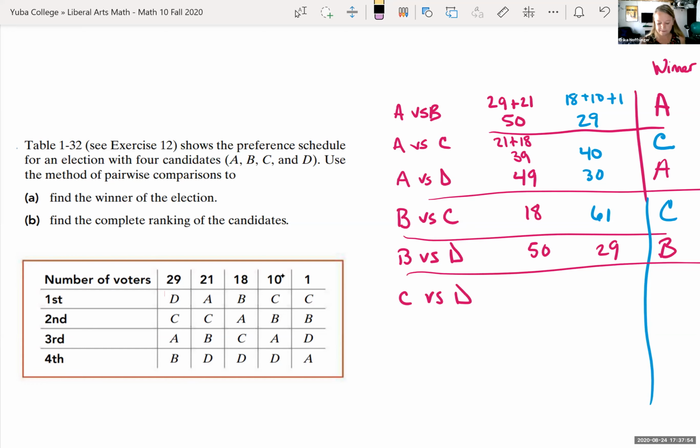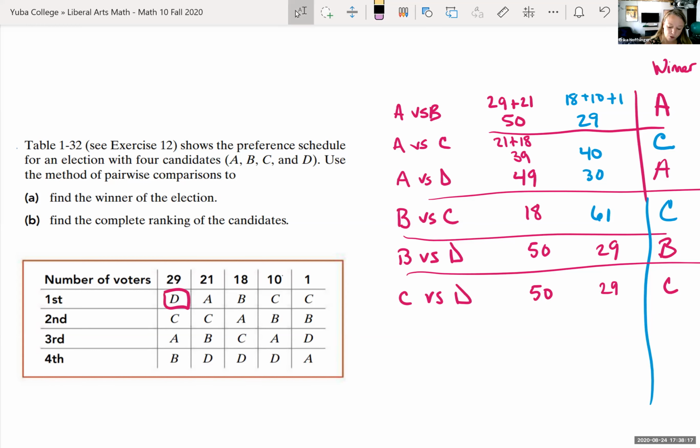Okay, so C versus D. D is the winner here. So D only wins 29 times, where C won 50 times. So C is the winner.